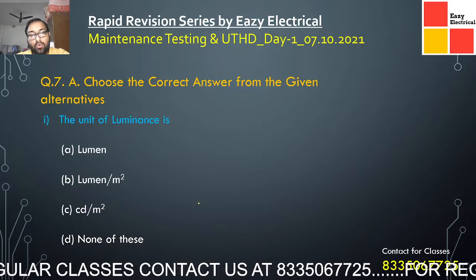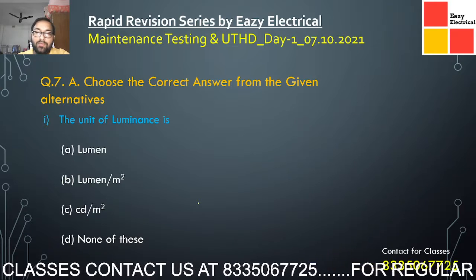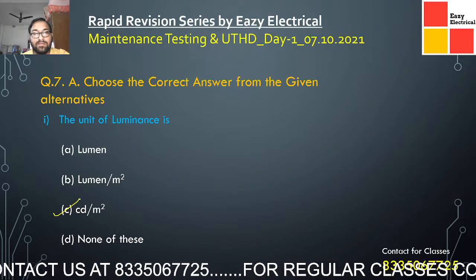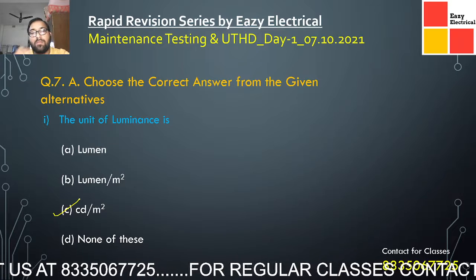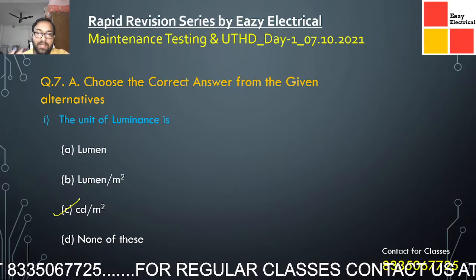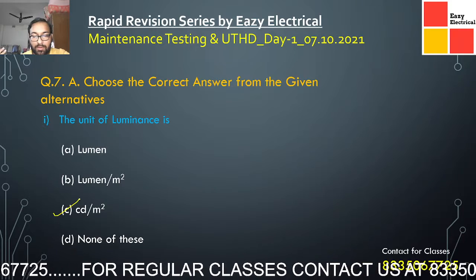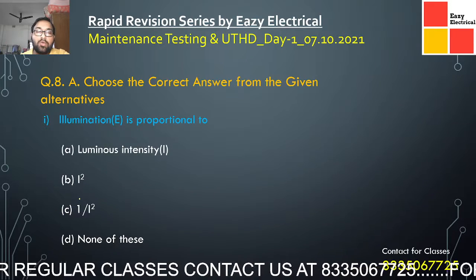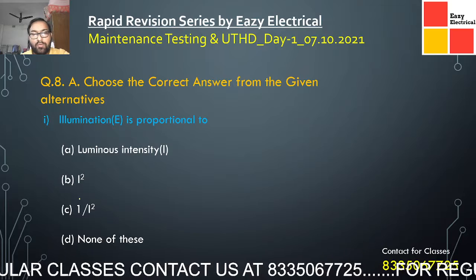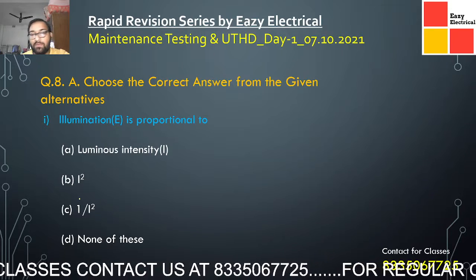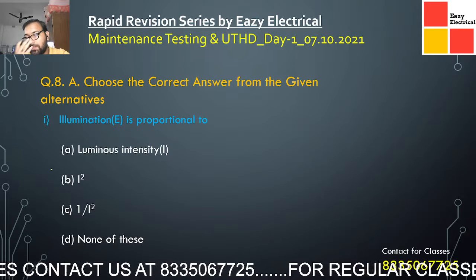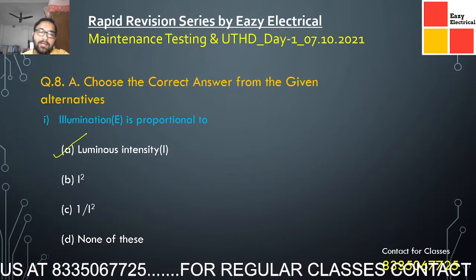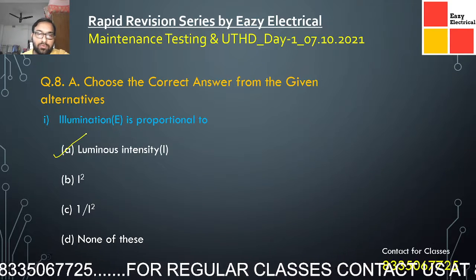Now the next question, what is the unit of luminance? Luminance is whatever light we are accepting. The unit is candela per meter square, where candela is the luminous intensity. In a particular direction, what amount of light is going, that is your intensity, and intensity per unit area is basically your luminance. Now illumination E is proportional to 1 by I square. You all know this if you study the square law, where illumination E is basically proportional to your I.